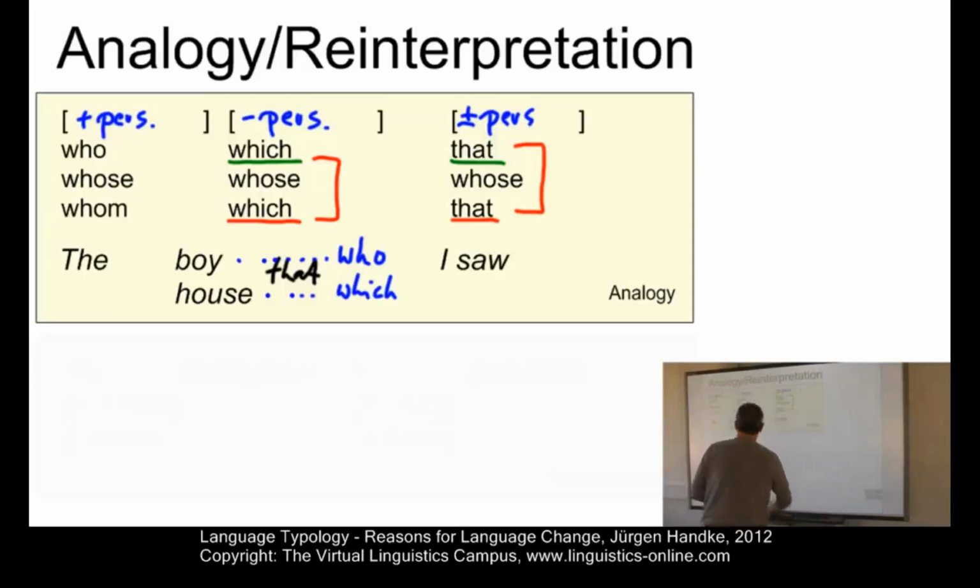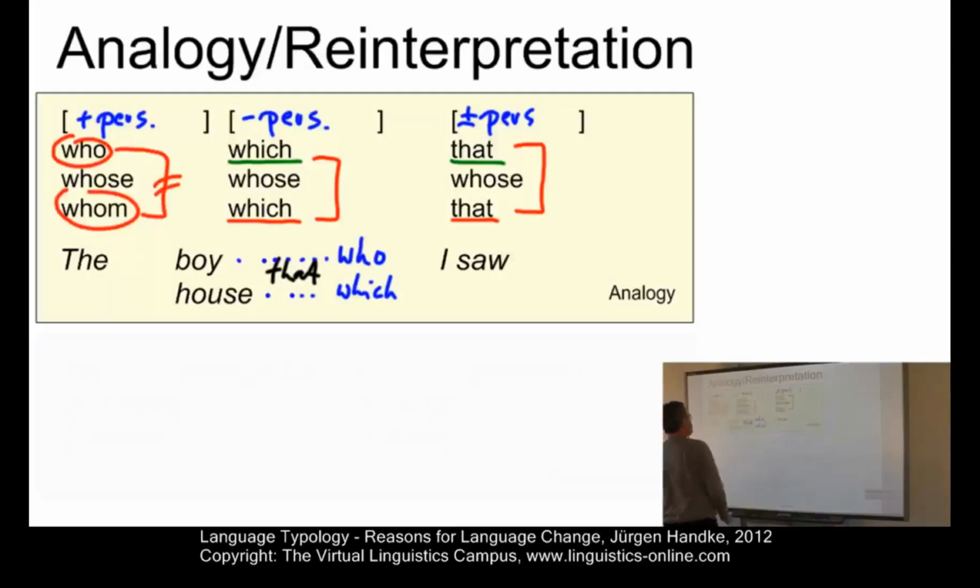However, in this case here, who and whom, we have a difference. And we would have to say the boy whom I saw, because here we have an object relative pronoun, versus the boy who is my friend, which would be the subject position.